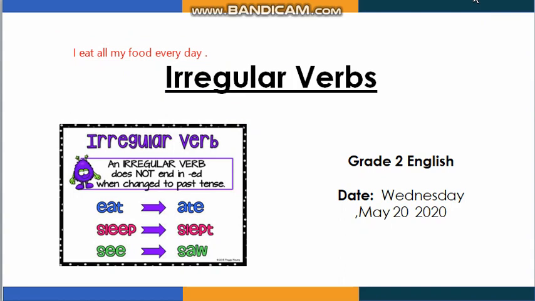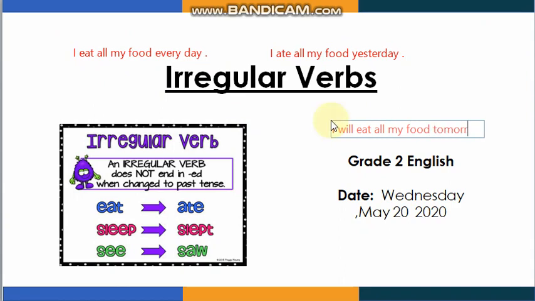If I want to talk about something that happened in the past, for example, yesterday, so I'm going to say, I ate all my food yesterday. Okay, now I am talking about something that happened in the past. Now I'm going to write another sentence. I'm going to use the future tense. I will say, I will eat all my food tomorrow. Okay, and full stop.